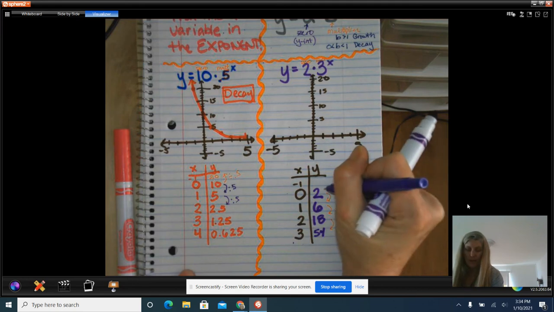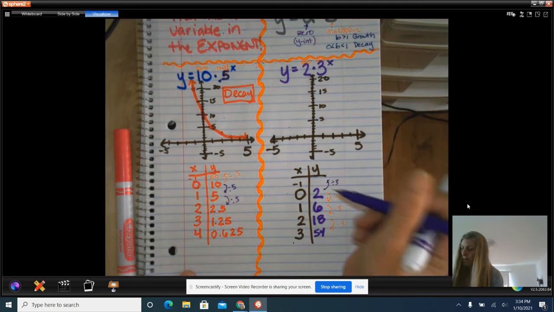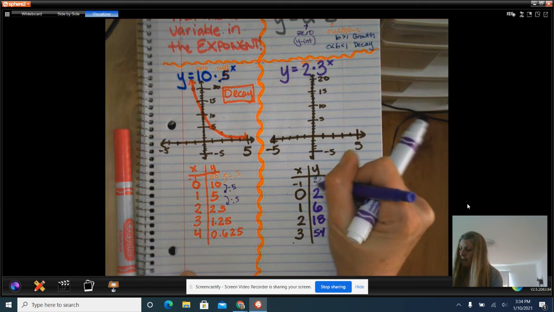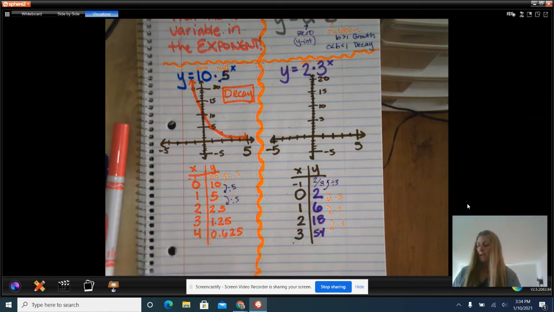So we're going to do 2. The opposite of multiplying by 3 is dividing by 3. And we're going to leave that as a fraction because we would have to round. It's not a terminating decimal. And so we're ready, now that we have our table, to graph these points.